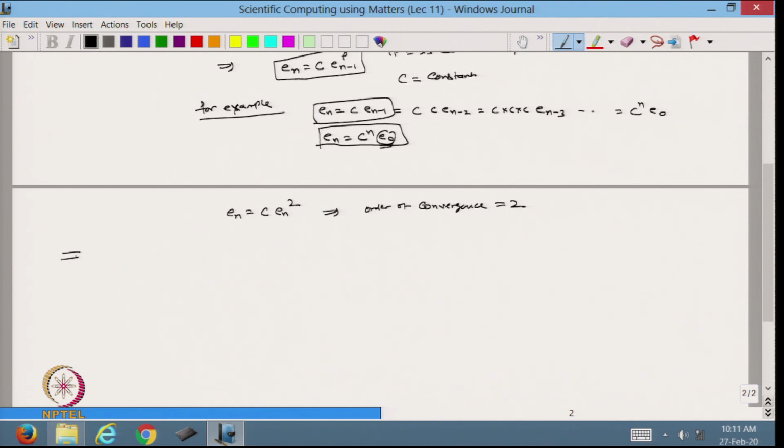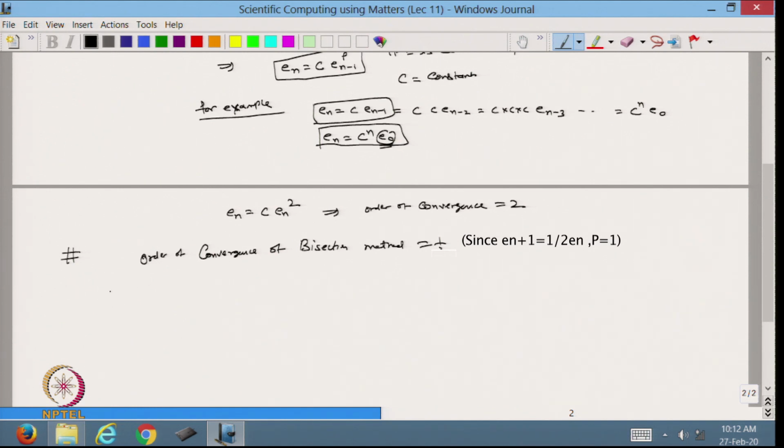Now we start with the methods. In the bisection method we have started, you can see that at each step we are reducing the interval length by half. So the order of convergence of the bisection method is 1, because every time the interval length is reduced by half, it means the error is reduced by half. So that is the bisection method.